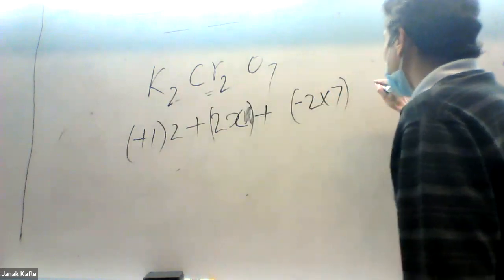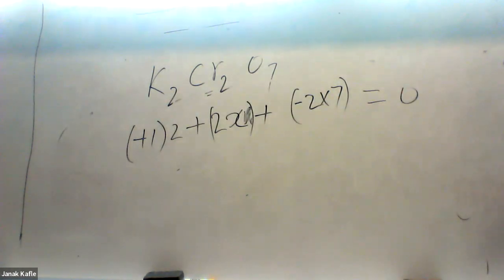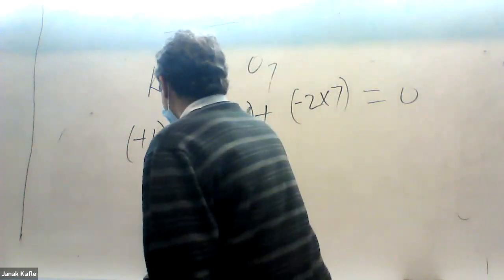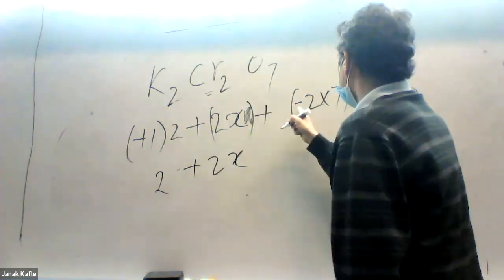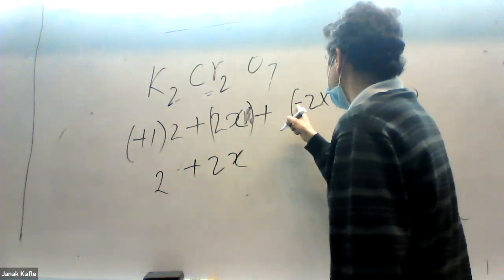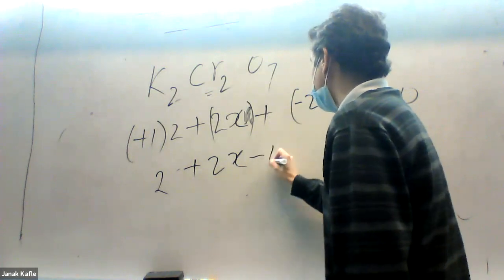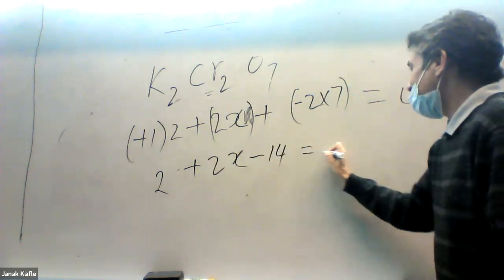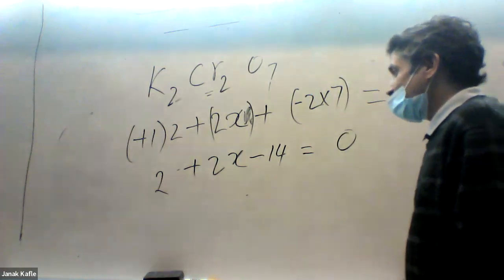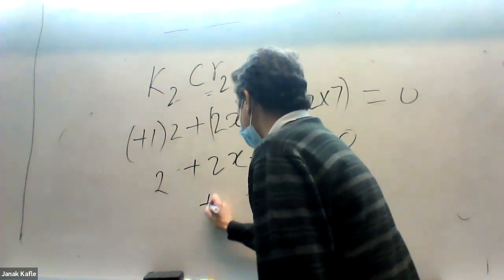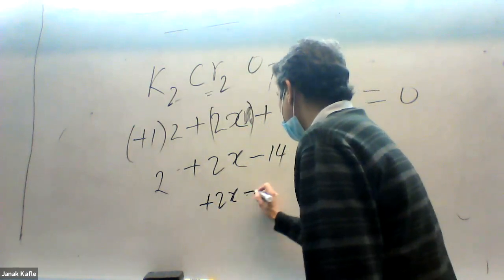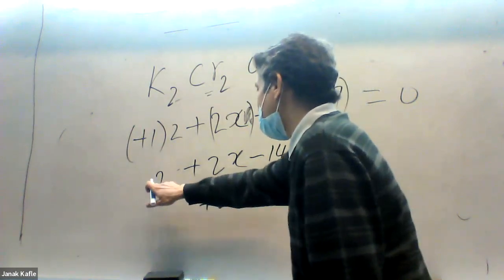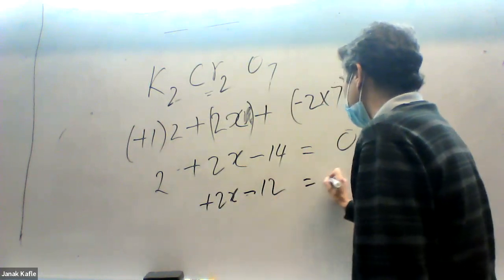So now the sum of all is 0. Now I just solve for x. So let's do that one. 2 multiplied by 1 is 2, plus 2x, and then 2 multiplied by 7 is 14, minus, so it is -14. You can just put it in the calculator, and this equals 0 here. Now 2 minus 14 is minus 12. So this one and this one, -12 equals 0.